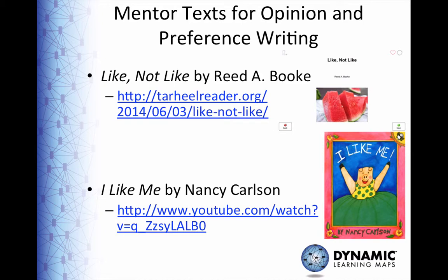Mentor text can take a variety of forms. For example, "Like, Not Like" on the Tar Heel Reader website is an easy-to-read text that can be used to help students understand that there are similarities and differences in what people like and do not like. "I Like Me" by Nancy Carlson works well as a mentor text that helps students learn to provide reasons to support opinion writing or statements of preference.